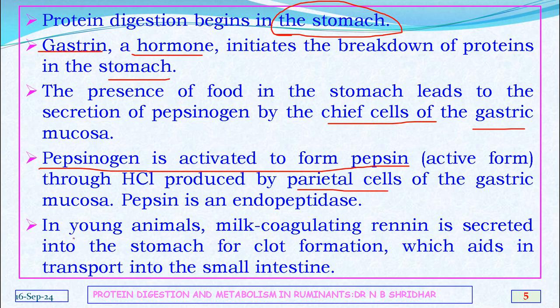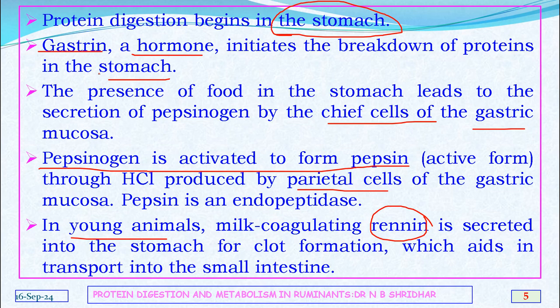In young animals, the milk-coagulating renin is secreted into the stomach for the formation of the clot, which aids in transport into the small intestine. So this is the process wherein gastrin initiates the breakdown of the proteins in the stomach.